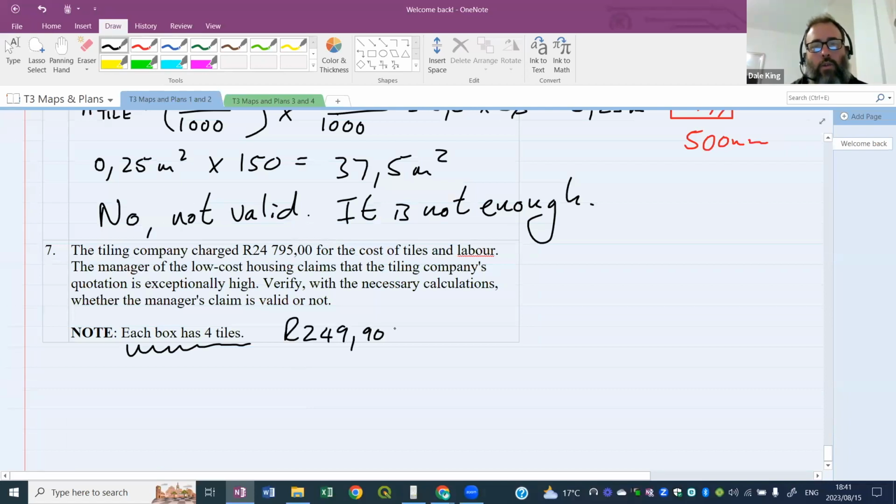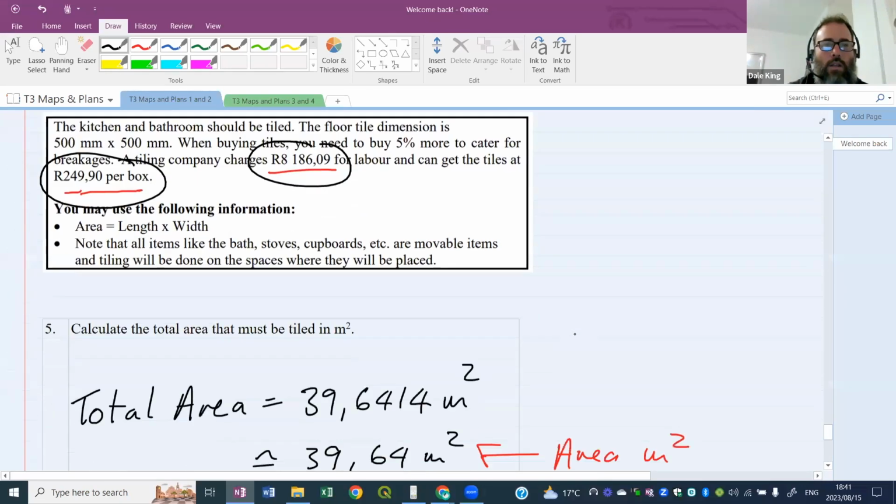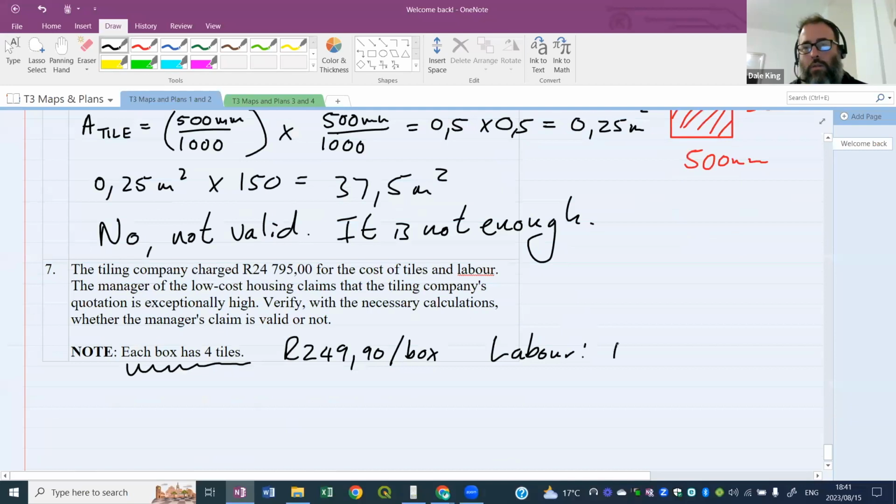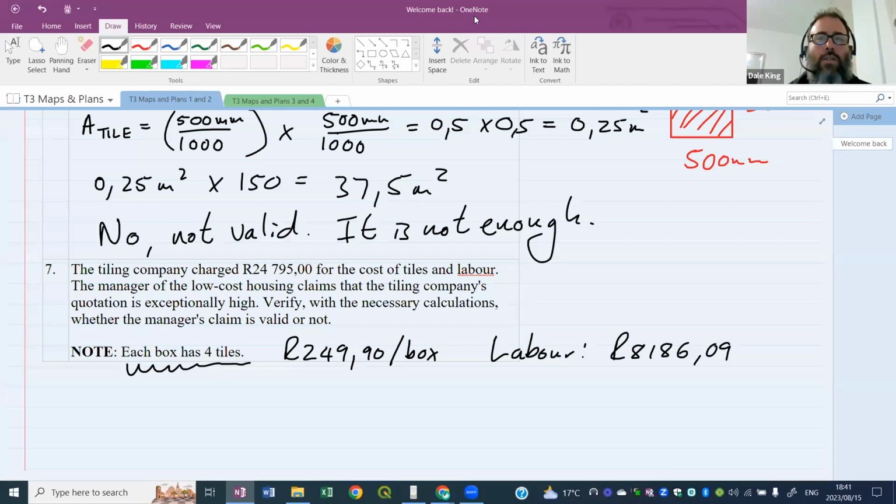249.90 per box. And there's 4 in a box. And labor costs 818.609. All right. So we're going to work this whole job out and say, is that charge of 24,795 valid or not? I'm going to give you 5 minutes to do this. You've had practice now. You're getting the idea. I'm giving you 5 minutes to do this. I'll give you a hint.